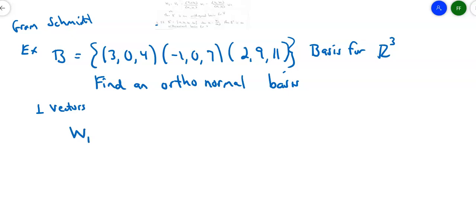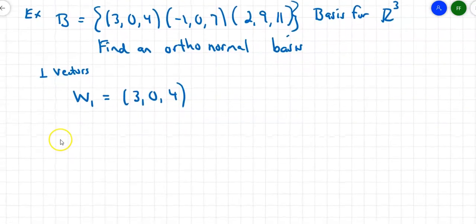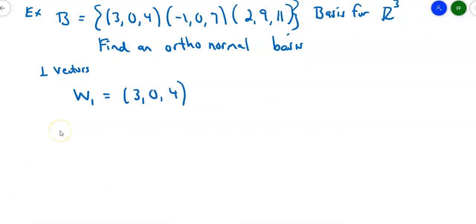So W1, that's in my new basis, will be (3, 0, 4). Now, it's up to you how you want to organize this. In other words, you can create orthonormal vectors right away, or you can create the 3 perpendicular vectors and then find their length. If you find out that you keep forgetting to take the magnitude, then you might want to do the magnitude as you create the vector. I'm going to do them all at the end because I'd rather do it that way.